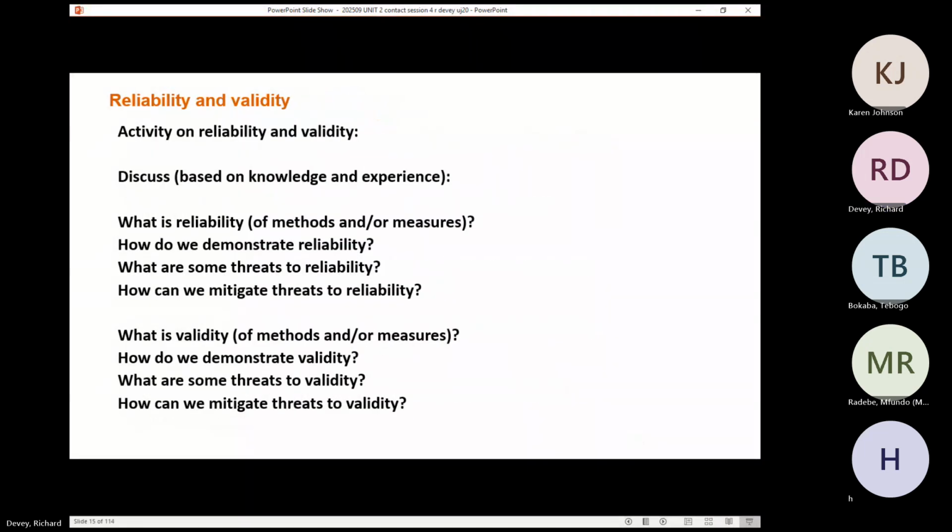Okay, so just a couple of questions. Let's start with the first question. What is reliability? What do you understand by the term reliability, and how do we demonstrate it? Let's just ignore the second set of questions and answer those two questions.